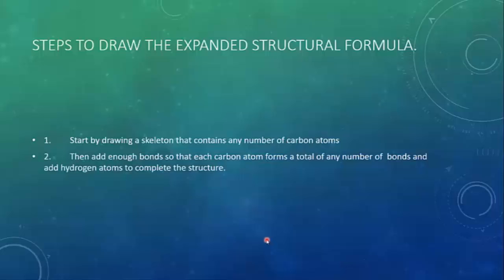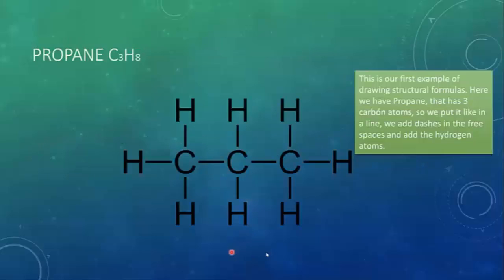The steps to draw the expanded structural formula. First, start by drawing a skeleton that contains the number of carbon atoms. 2. Add bonds so that each atom forms the total number of bonds it needs, and add hydrogen atoms to complete the structure. This is our first example of drawing a structural formula. Here we have propane that has 3 carbon atoms. So we put it like in a line. We add dashes in the free spaces and add the hydrogen atoms.